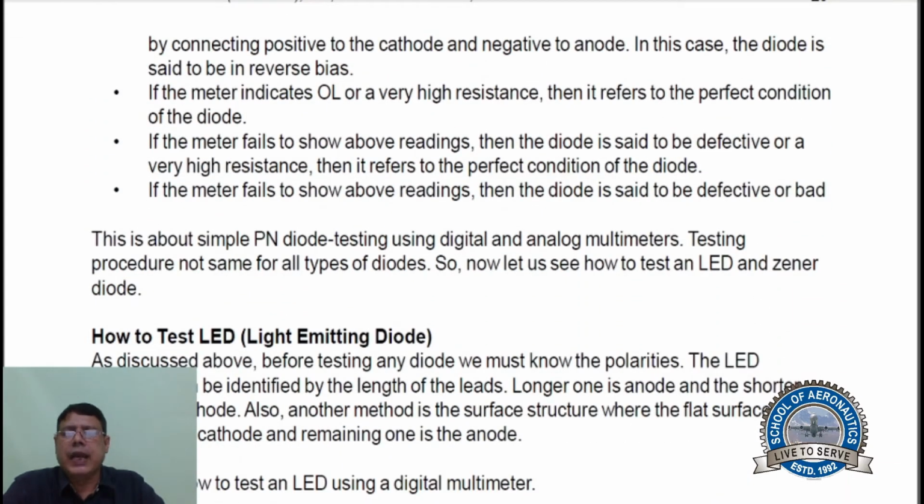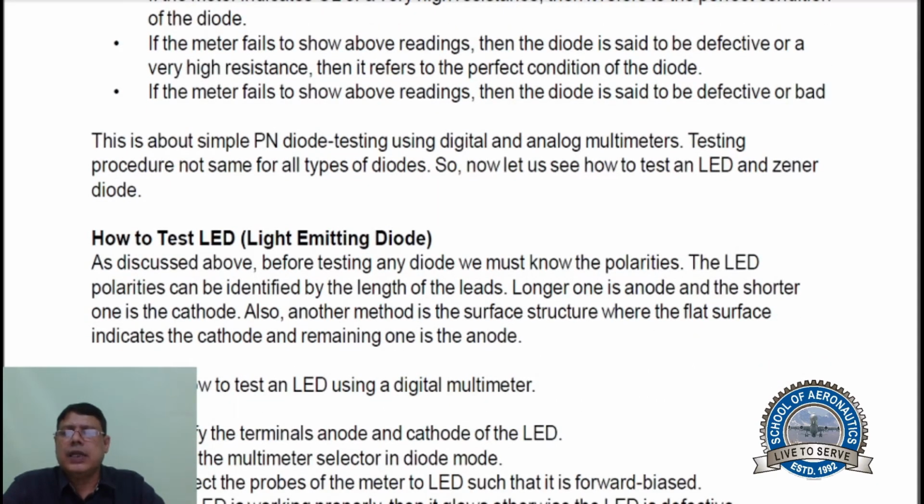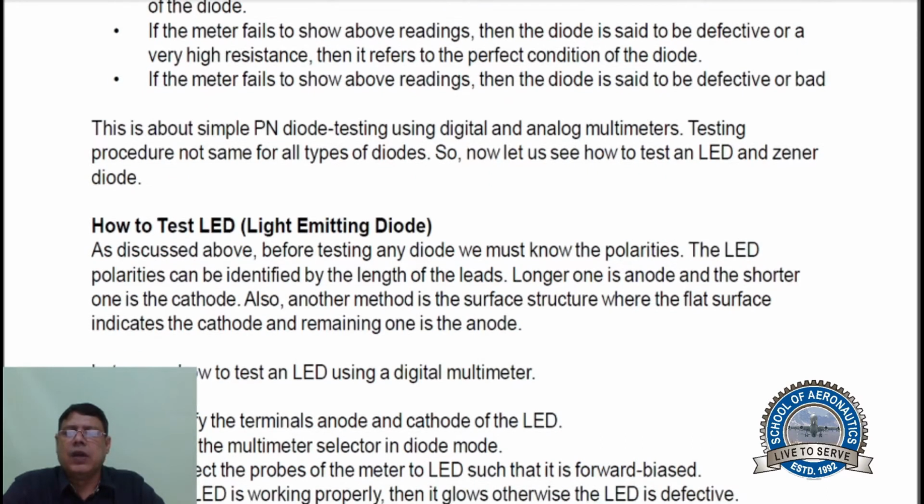How to test an LED, light emitting diode? As discussed above, before testing any diode, we must know the polarities. The LED polarities can be identified by the length of the leads. The longer one is the anode and the shorter one is the cathode. Another method is the surface structure, where the flat surface indicates the cathode and the remaining one is the anode.